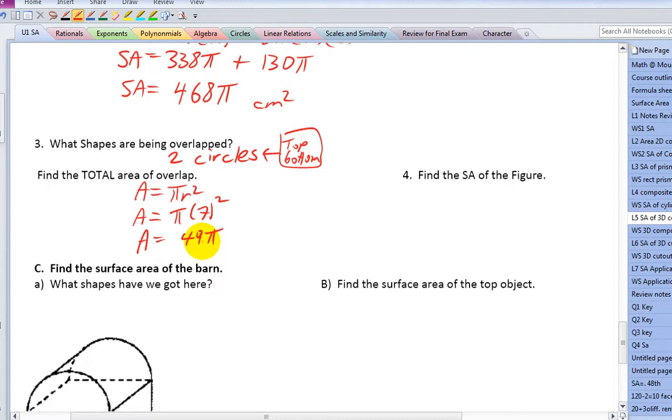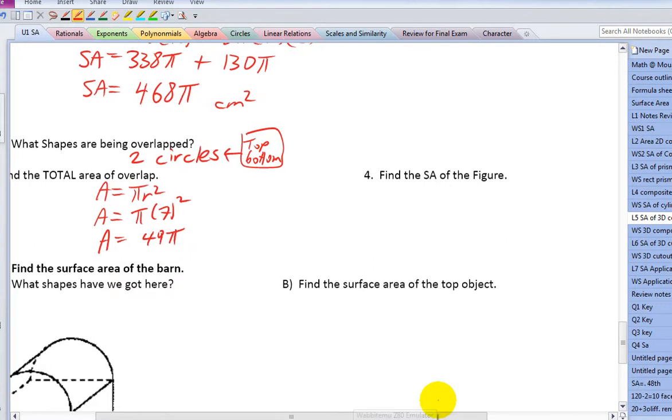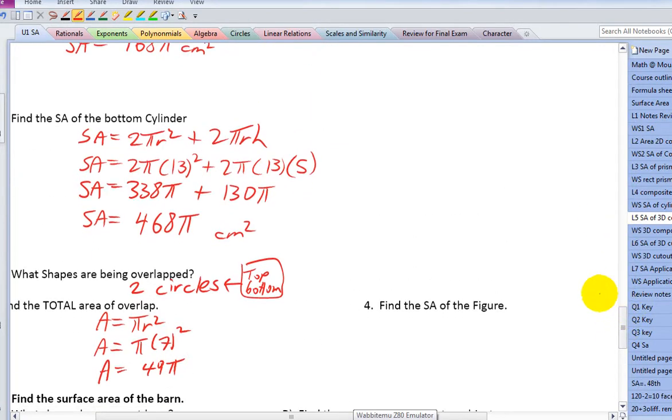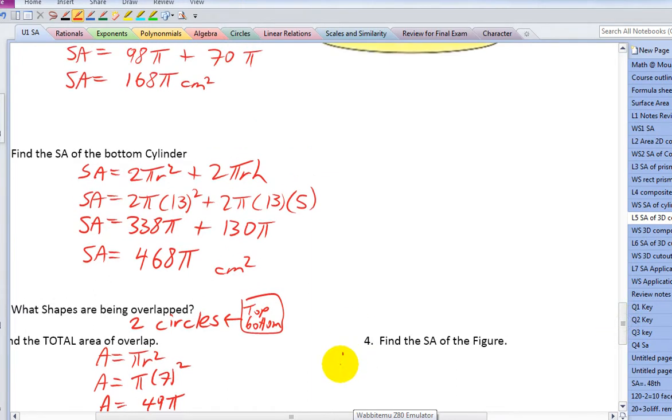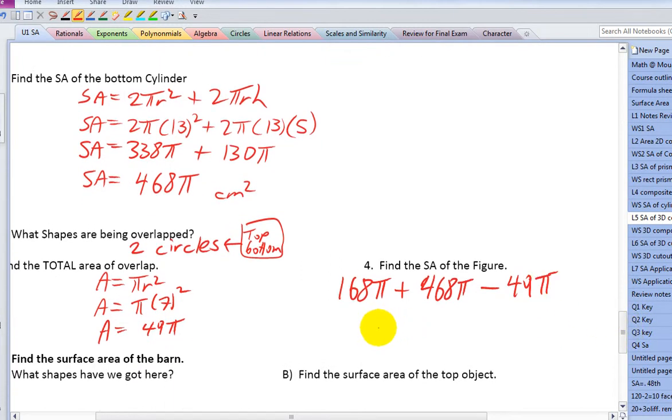Okay. So how do we find the total surface area then? That's right. So 168 pi, you must have both pieces, right? It's a multiplication statement. Plus 468 pi minus 49 pi. So since you have pi, pi, and pi, they all have the letter pi, you can answer in terms of pi. Yep.